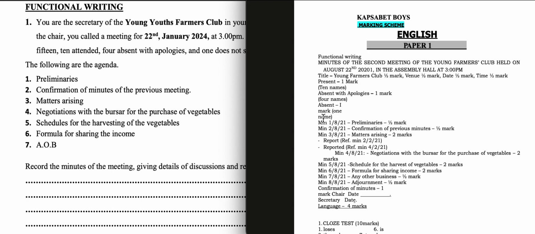And then from there, you are supposed to write the agenda which you have been given, which is preliminaries, confirmation of the previous minutes. From there, you go to minute 1. You start with the preliminaries and explain. You go to the confirmation. You were given the agenda. But when you go to the matters arising, you have to report matters arising from the previous meeting. You have to reference the minute from the previous meeting. Then, because you already have the agenda, you have to discuss all this.